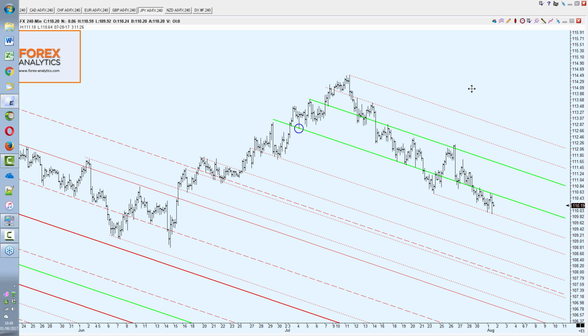Does that help? Yep, that's okay. That's a long look at JPY60.